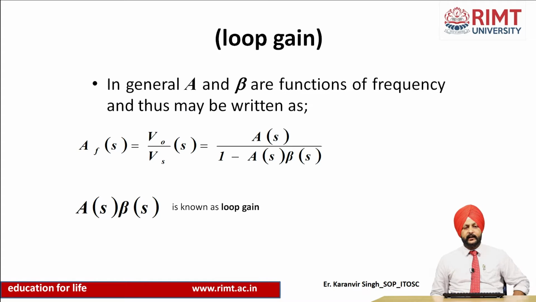So loop gain in general, A and beta, these are functions of frequency, and they can be written as A_f(s) is equal to V naught divided by V_s(s), so further it is equal to A(s) divided by 1 minus A(s) into beta(s). Here A(s) and beta(s), these are the loop gain.